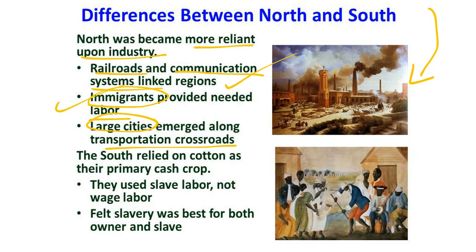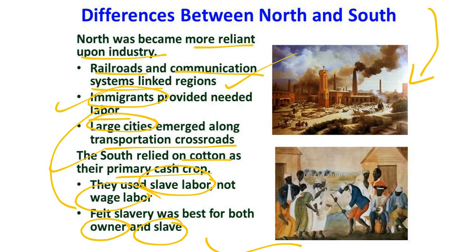The South is going to rely on cotton as their primary cash crop and remain primarily agricultural. They're going to use slave labor, not wage labor, as is used in the North with immigrants. And they felt that slavery was best for both the owner and the slave. A picture of slaves working on a plantation is represented here. So this could represent the North, and this could represent the South as their economies developed.